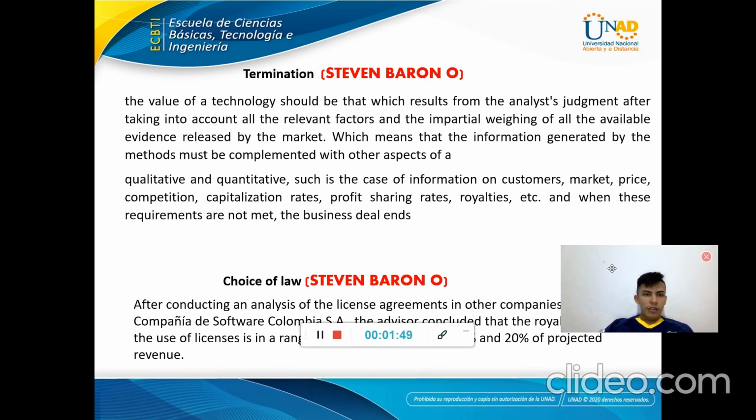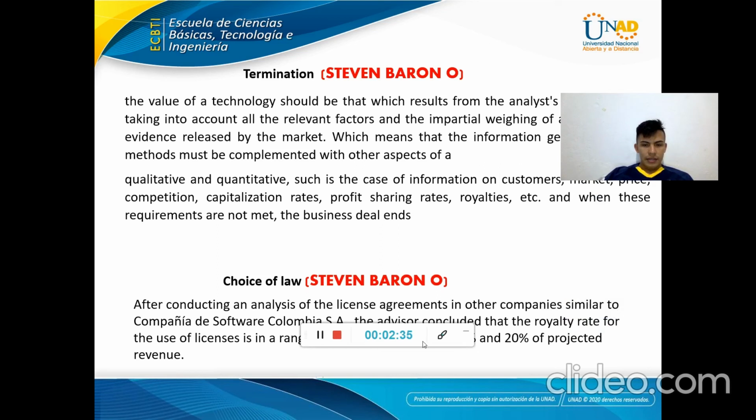Terminations. The value of technology should be that which results from the analysis and judgment after taking into account relevant factors and the impartial weighting of all the available evidence released by the market. This means that the information generated by the methods must be complemented with qualitative and quantitative analysis, such as information on consumers, market price, competition, capitalization rates, profit sharing rates, and royalties.